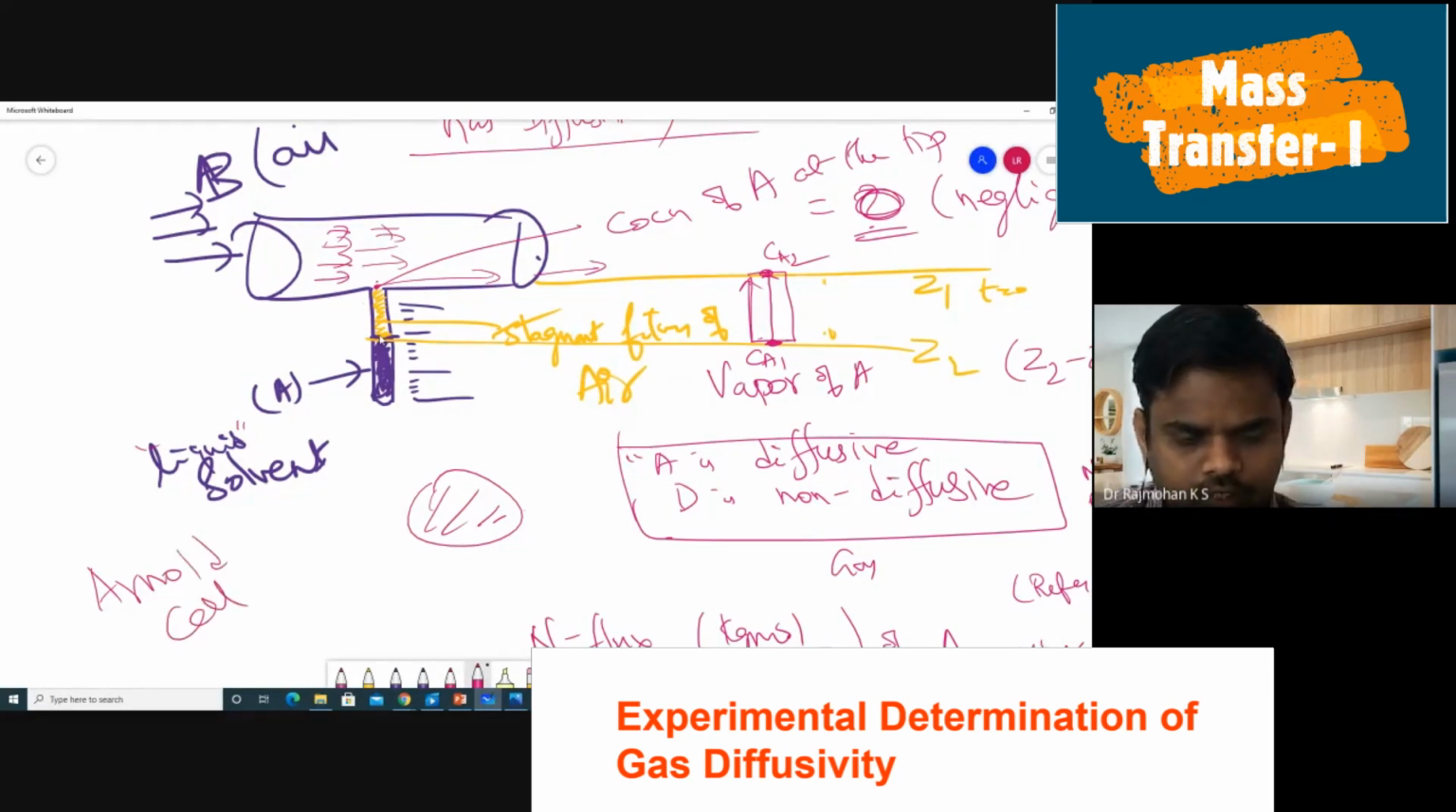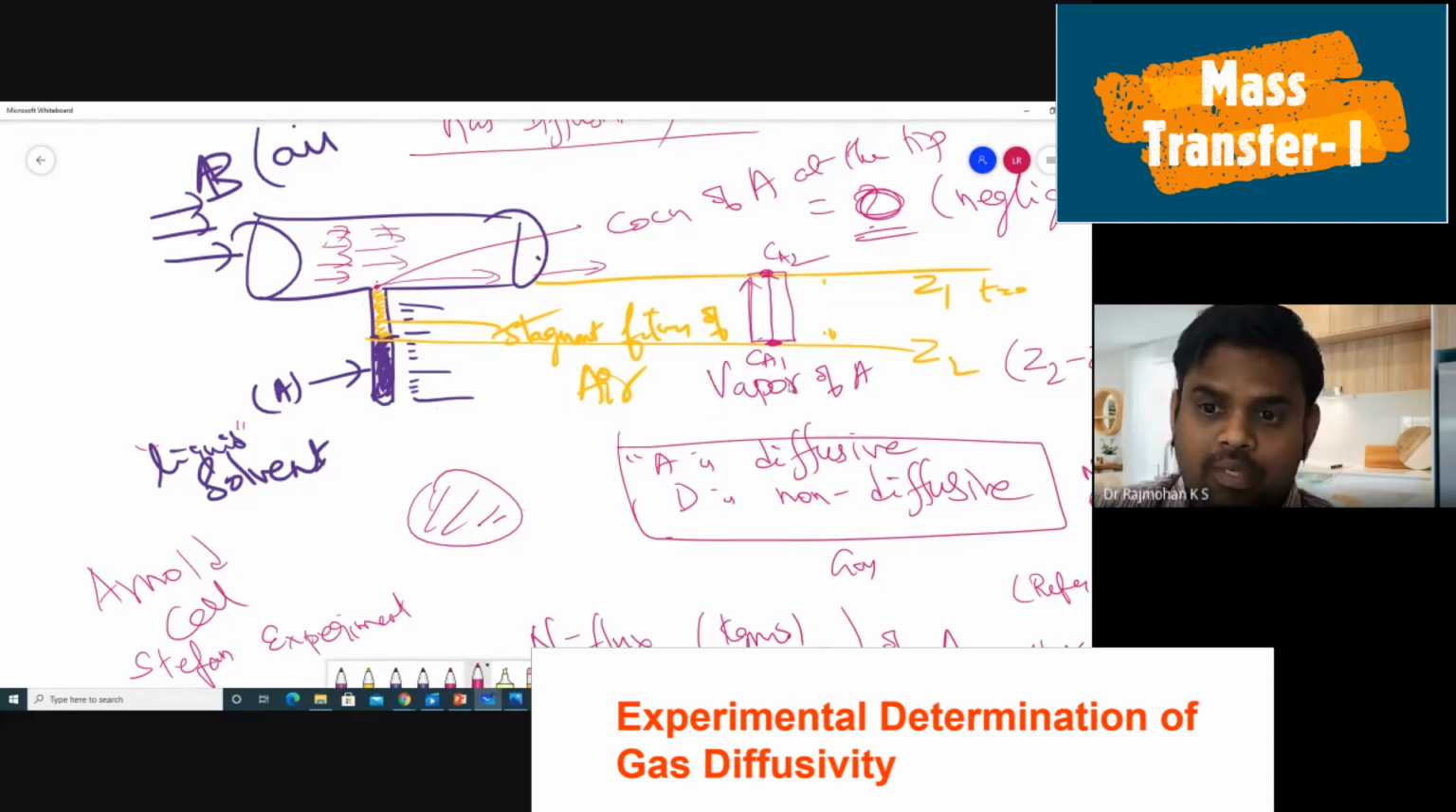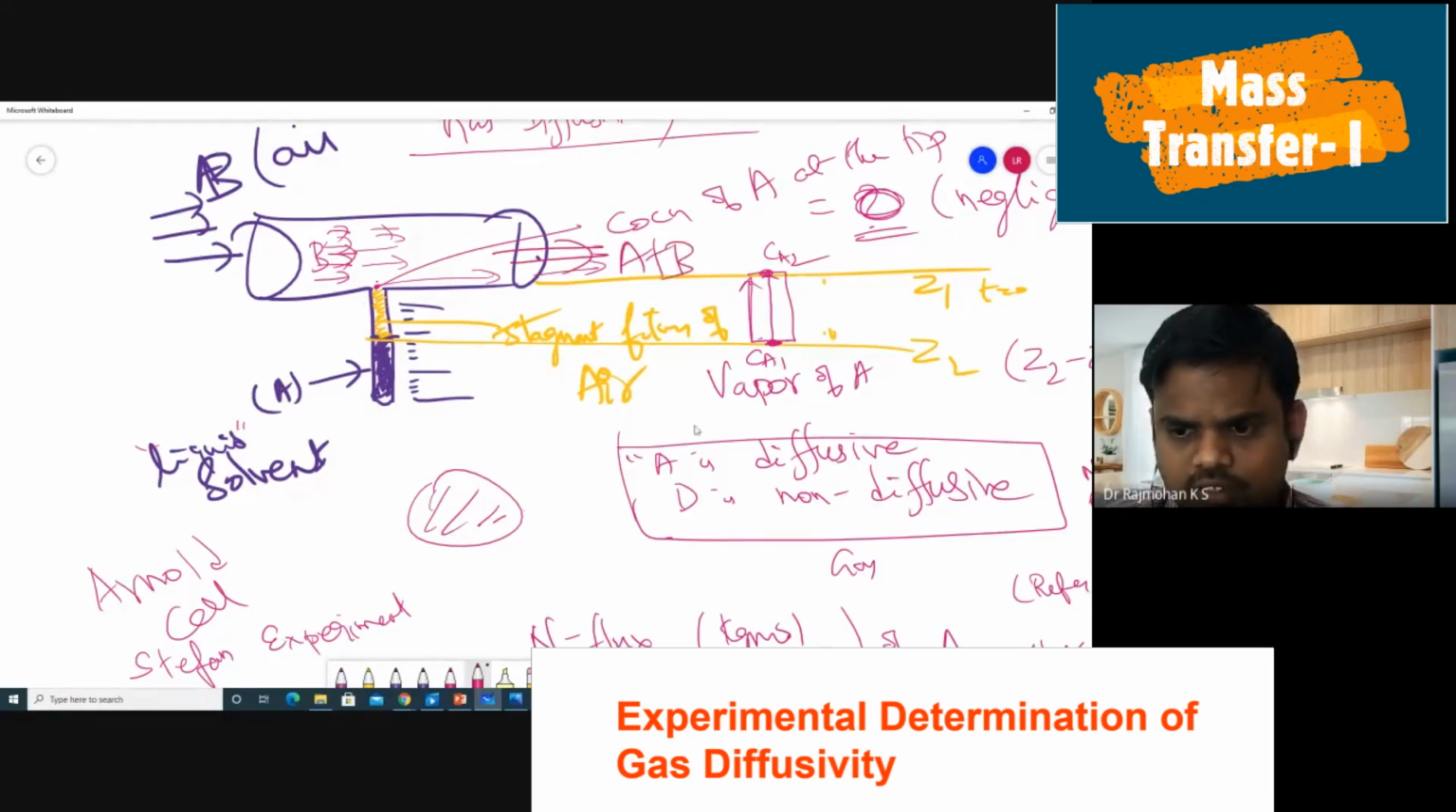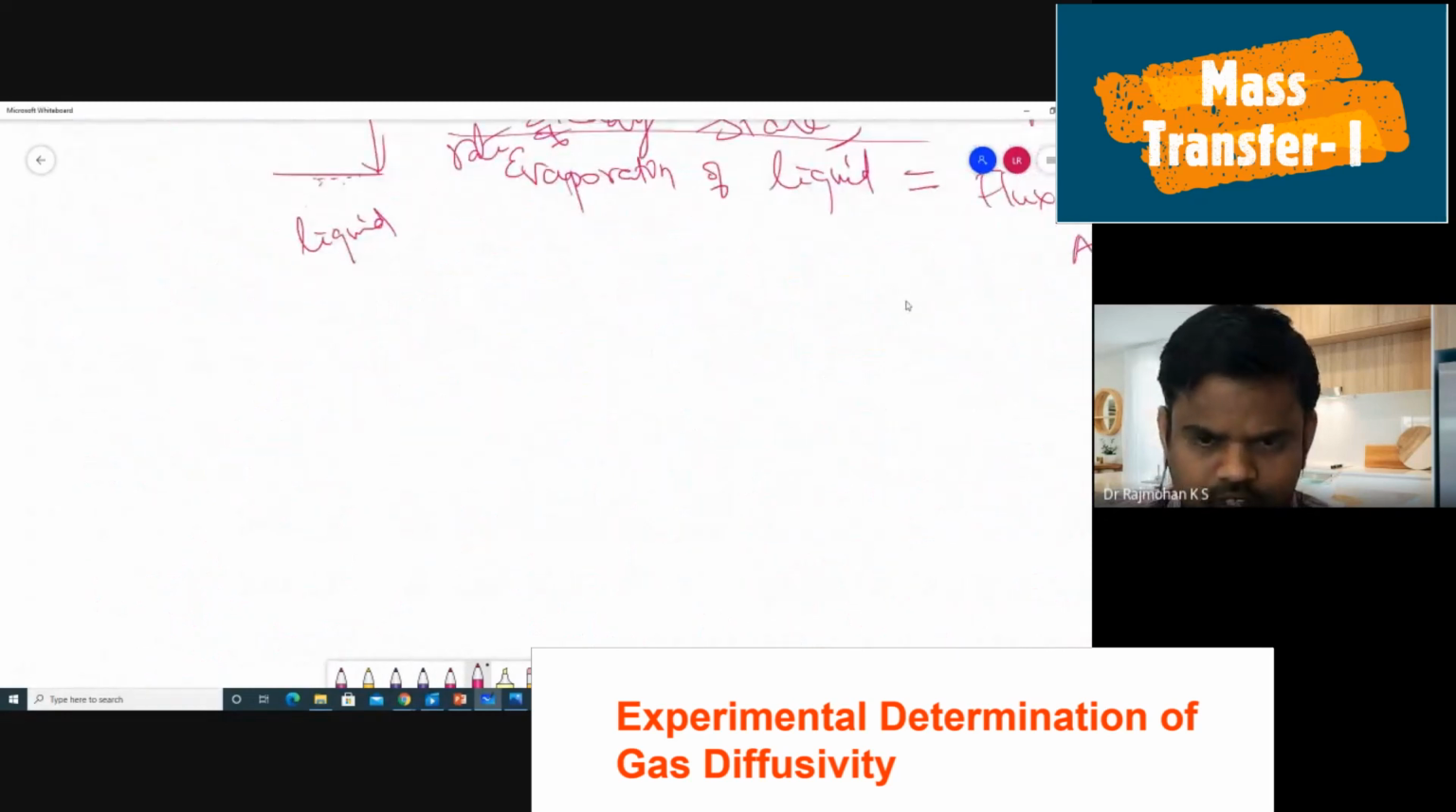There is another name for this experiment, which is called the Stefan experiment. So this cell is the Arnold cell, and this experiment is the Stefan experiment to determine gas diffusivity. We are considering the vapor, the gas phase of a liquid. The liquid A is taken in the narrow vertical tube and gas B is forced at high speed through a horizontal tube, and evaporation of A takes place. What is coming out of the system? A plus B. So A plus B is leaving from the right side of the horizontal tube.